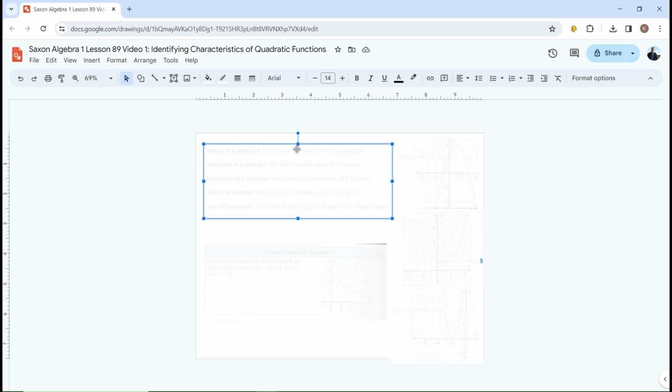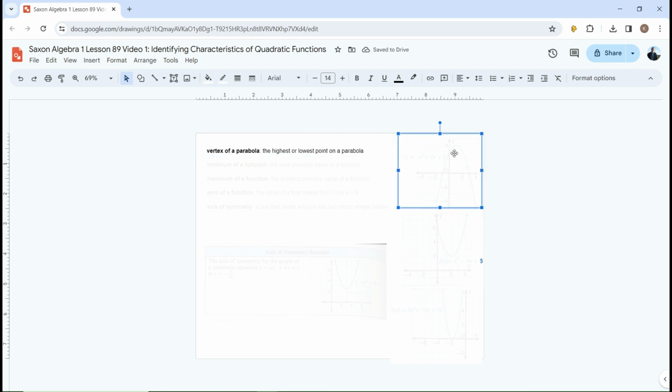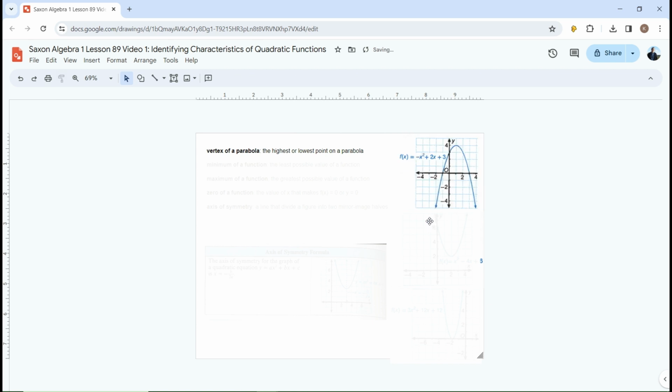Now, when we graph quadratic functions, we get a shape called a parabola. Okay, a parabola looks like this. It's a curved shape. It starts either at the bottom or at the top, comes to a highest point or a lowest point, and then it turns around and goes back in the direction that it came from. Parabolas have several features that we need to be familiar with.